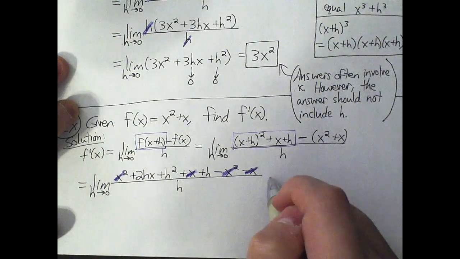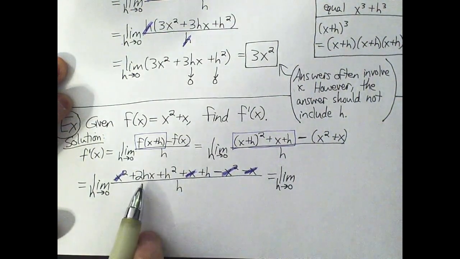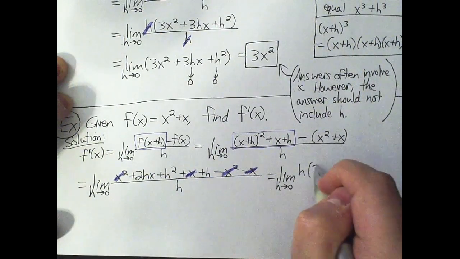Now, what does that leave us with? We can write this here. Limit as h goes to 0. I noticed that there are 3 pieces left in the numerator, and they all involve h. So I'm going to factor h out of the numerator.